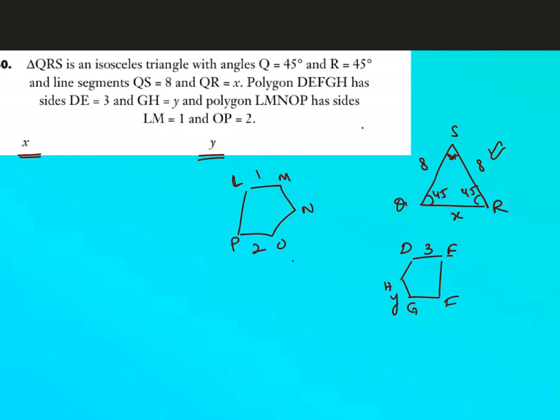But if I look at the diagram for Y, I don't have the angles of this pentagon. So there's no way I can find the length of Y. So if you cannot find Y, you cannot compare it to X. Now, this was completely irrelevant. This diagram wasn't used at all. So there was a lot of extra information in this question. And at the end, we have no way to compare Y to X. Hence the answer is D.